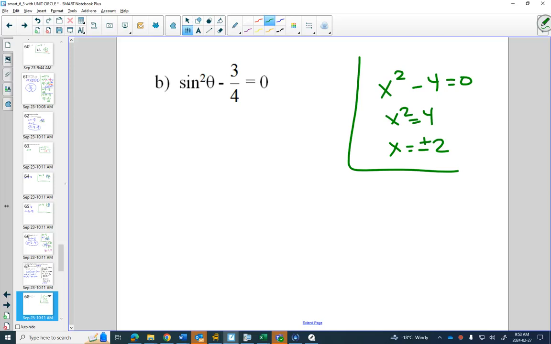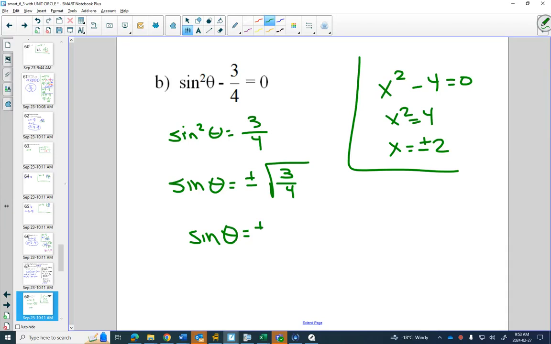So I'm going to do the same thing here. I'm going to write sine squared theta. I'm going to move the 3/4 over. I'm going to square root both sides. Remember the plus or minus. Now, if this is a non-calculator question, we have to remember how to work with square roots. A square root of a fraction is the same as the square root of the top divided by the square root of the bottom, and the square root of the bottom is just 2.